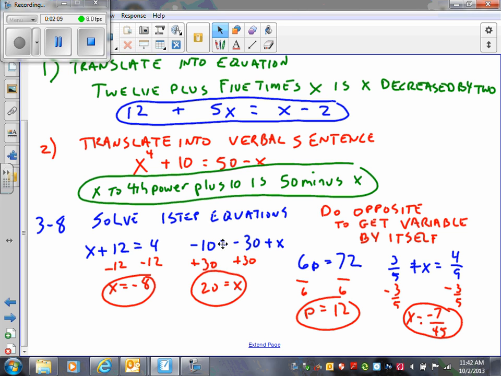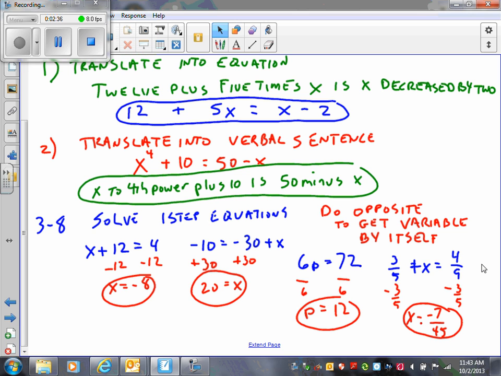It's important that whenever you're doing something on both sides, you make sure that equal sign is between it. I've seen some people draw a line where the equal sign is just to separate the two sides of the equation. That's not a bad idea. 30 and minus 10 is 20. 6p equals 72. We are multiplying by 6, so we have to divide to get rid of it. P equals 12. And you're going to have one with fractions.